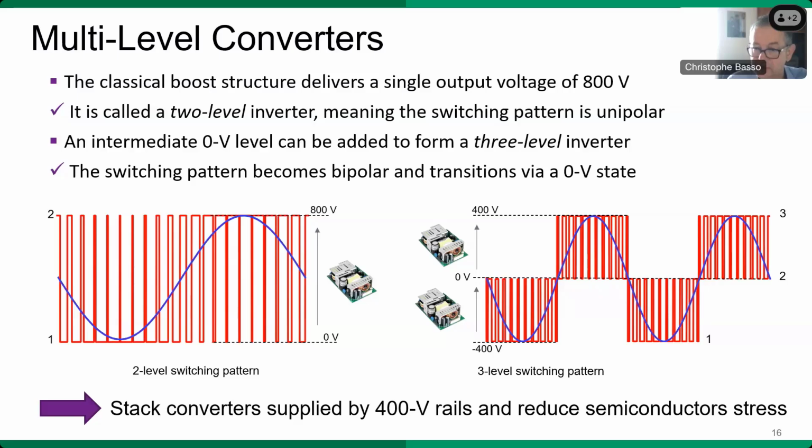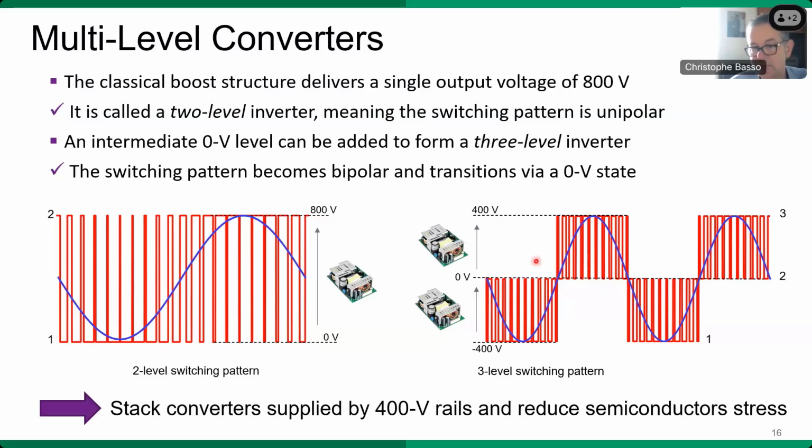We can split the DC rail into two voltages, 0 to 400, and 400 to 800, as you can see here on the right side. This one is called a two-level PFC, 0 to 800. This one is called a three-level PFC, 1, 2, and 3 level. And you can multiply the levels here. Of course, the converter gains in complexity, and determining the switching pattern is a more complex exercise.